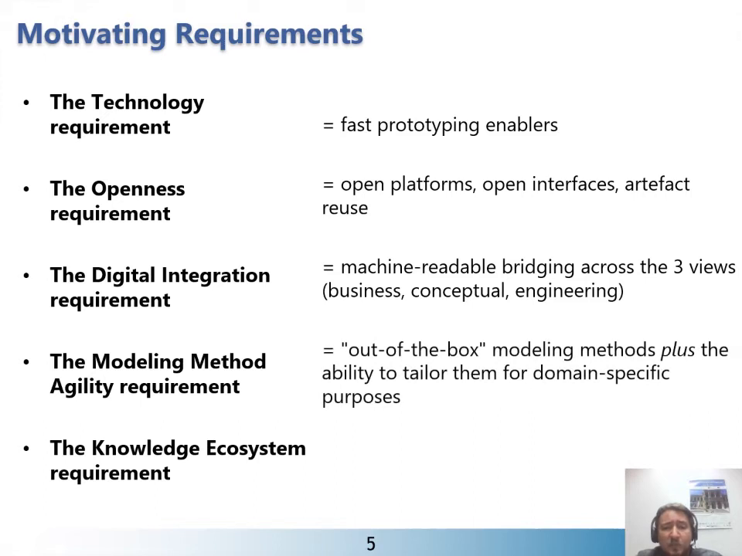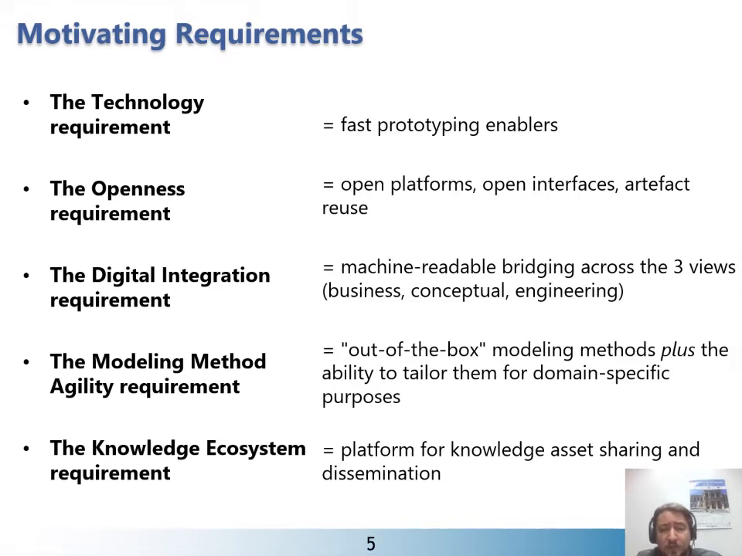The modeling method agility requirement, meaning that modeling tools should be available out of the box. However, there should also be a way to tailor them for domain-specific purposes. And finally, the knowledge ecosystem requirement, meaning that a platform should be set up for sharing and disseminating knowledge assets and learned lessons.